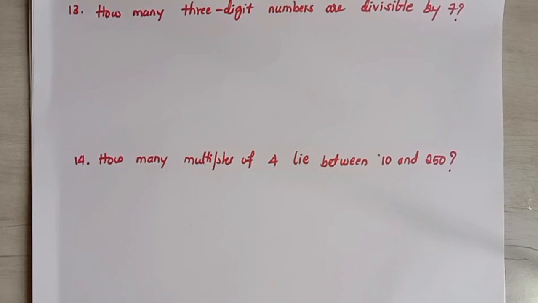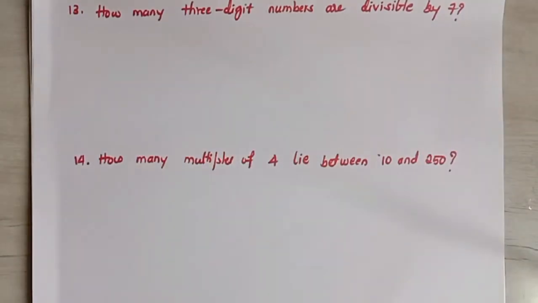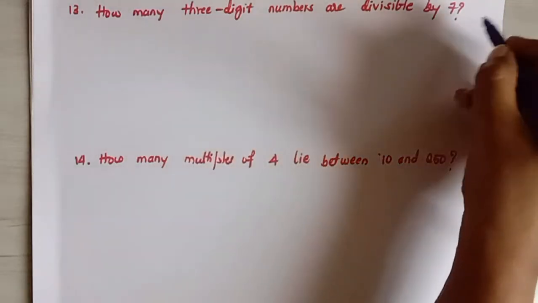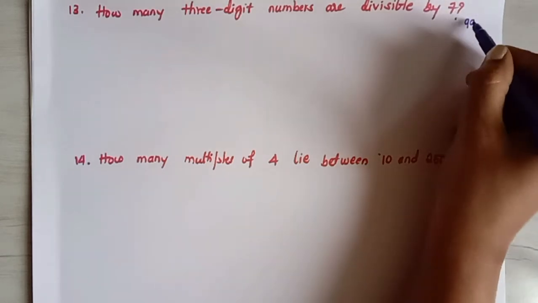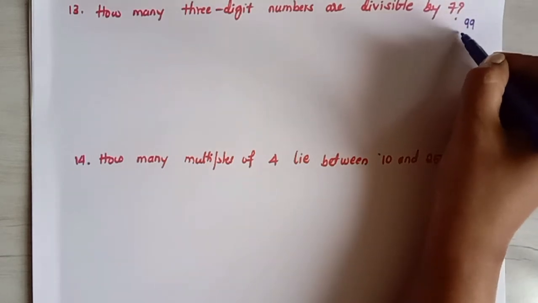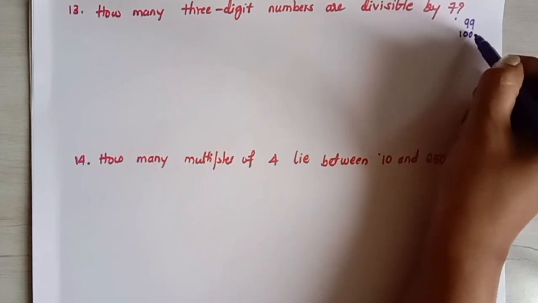So, in order to find that, first we have to find the 3-digit numbers which are divisible by 7. The minimum 3-digit number comes after 99, which is 100. So, 100 is the first 3-digit number.